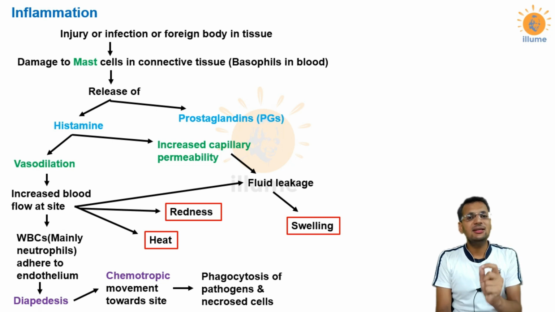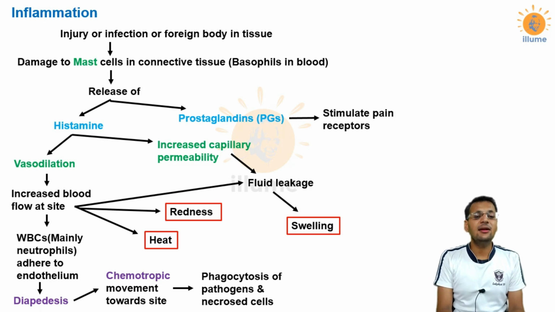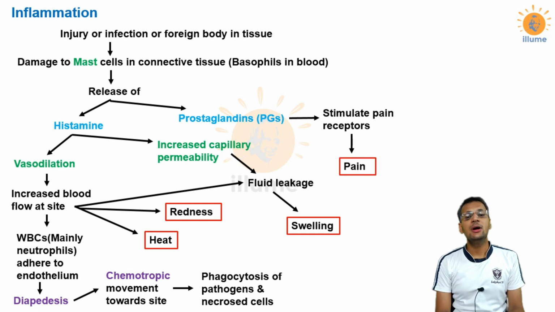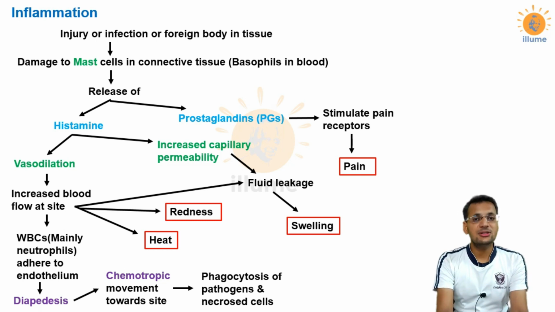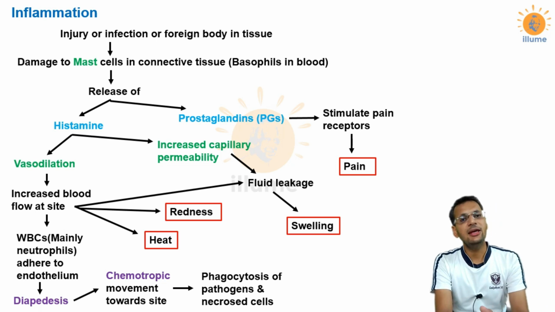Now the remaining one is the pain, and that function is attributed to prostaglandins. When prostaglandins are released, they would stimulate pain receptors that are present in your tissue, and because of the stimulation of pain receptors, the body would experience pain. That means pain is a response by the body itself. It is produced by the body itself to make you aware of something wrong inside the body.